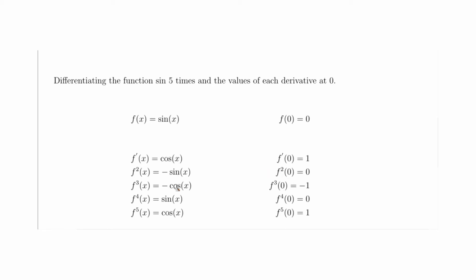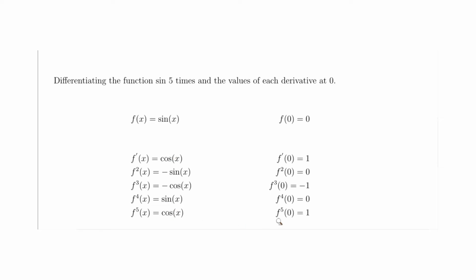The value of minus cosine at 0: cosine of 0 is 1, so minus cosine of 0 is minus 1. The fourth derivative of minus cosine is sine, and sine at 0 is 0. That's straightforward, we'd already worked that out here. And again, for cosine, the derivative of sine is cosine. We'd already worked out that derivative here, going from the function to cosine. So here again we go from sine to cosine.